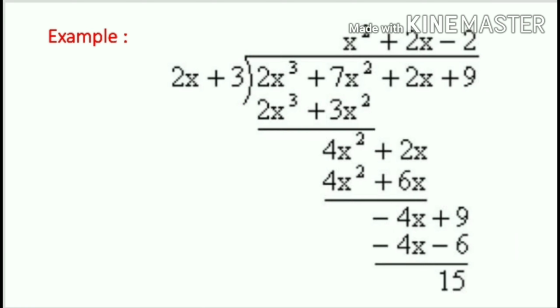Now one more new example for you. You can observe this one also here. When we are dividing by 2x plus 3, the remainder is 15, and the quotient is x square plus 2x minus 2. And also here we will apply which theorem? The division algorithm. That is, p(x) is equal to g(x) into q(x) plus r(x). By that we can also check that our solution is right.